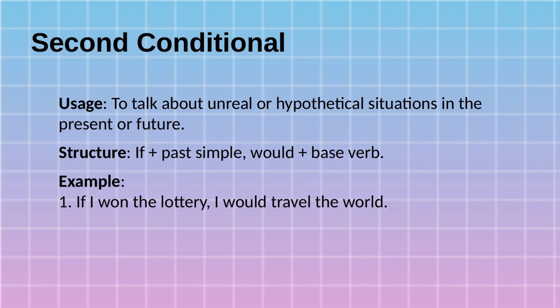Next, we have the second conditional. This one is used for unreal or hypothetical situations in the present or future. The structure is if plus past simple, and then would plus the base verb. For example, if I won the lottery, I would travel the world. It's a great way to talk about dreams and hypothetical scenarios.